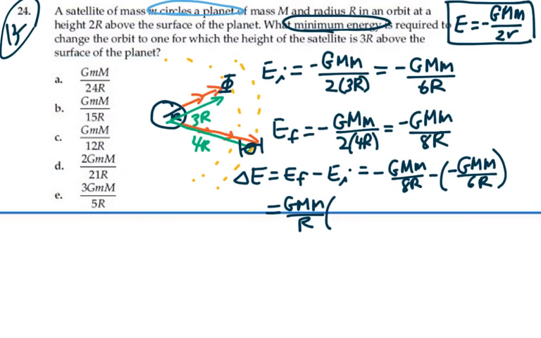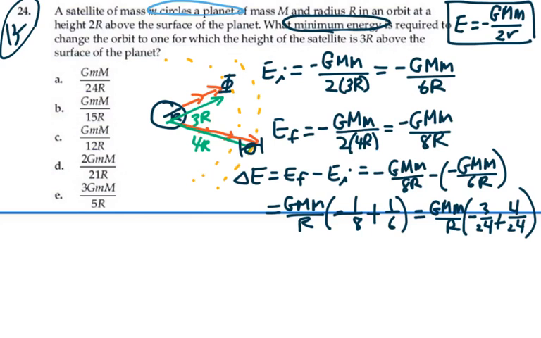and we're going to have a negative 1/8 minus minus, or plus, 1/6. So this is going to be GMm over r times negative 1/8, find a common denominator. Negative 1/8 will be a negative 3/24 plus 4/24 for 1/6. So negative 3 plus 4 is going to be 1 and positive. So this is going to be GMm over 24r.